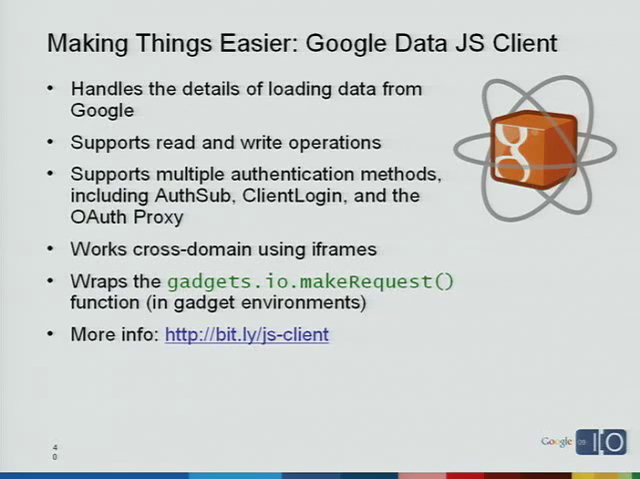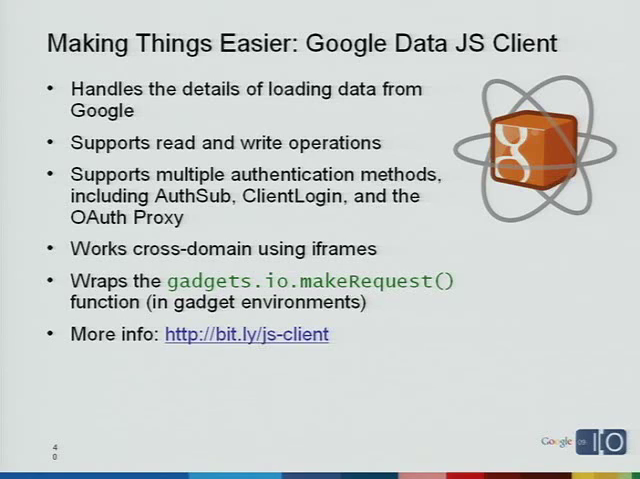So I promised we'd make things a little easier. Like I said, we have a JavaScript client library that sort of takes care of, at least if you're talking to the Google Data APIs, has a lot of helper functionality. It can be used for reading and writing data. It doesn't have to be used in the OAuth Proxy or iGoogle. This can be used in a web application using JavaScript.